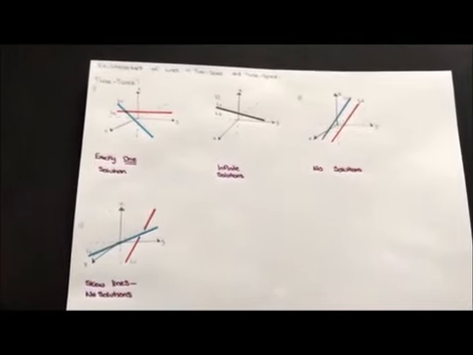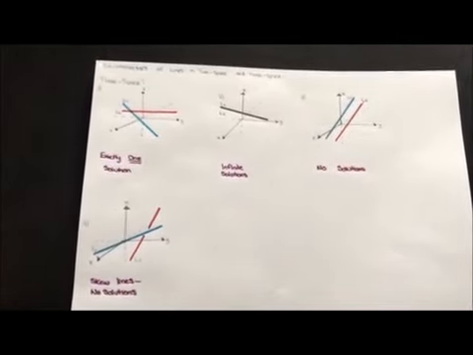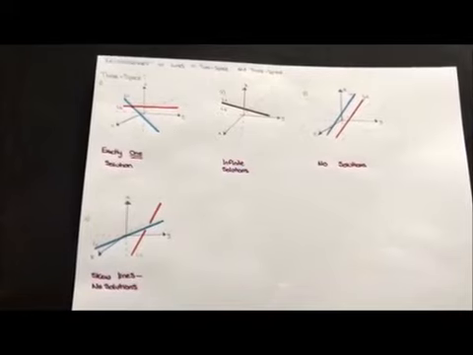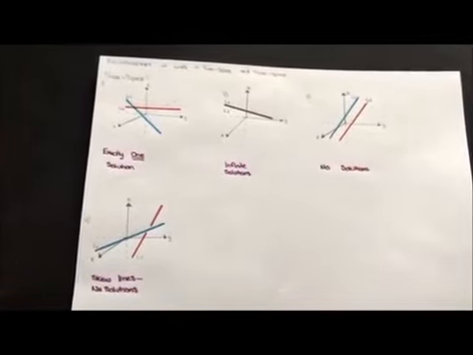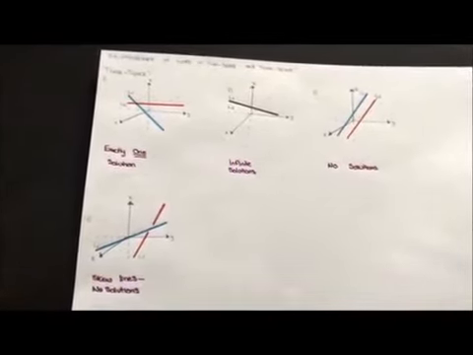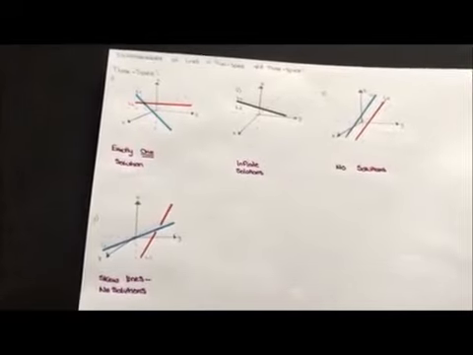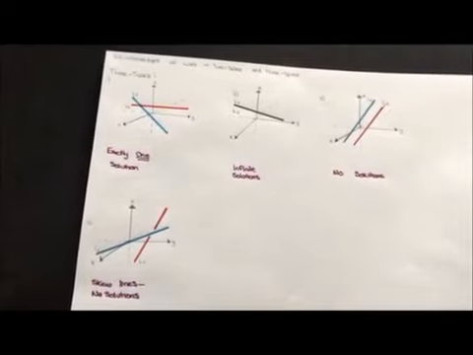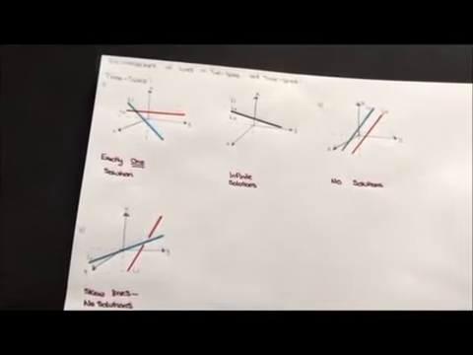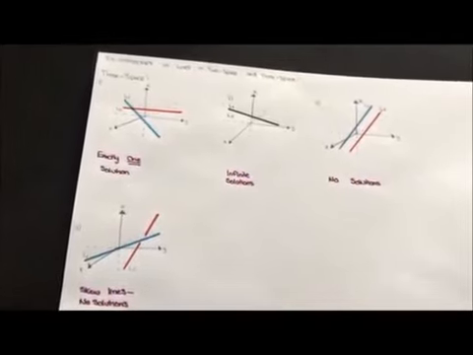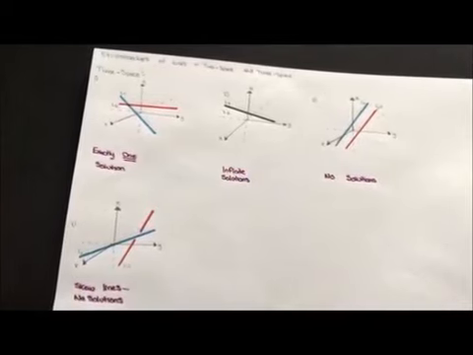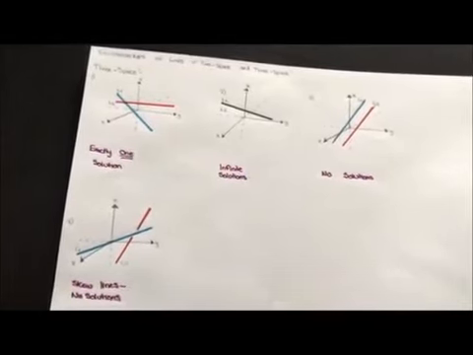The first diagram, the lines intersect at a point, so there's exactly one solution. The second diagram shows the lines are overlapping, so there is an infinite amount of solutions. The third diagram shows that the lines are parallel, so this means there is no solution.